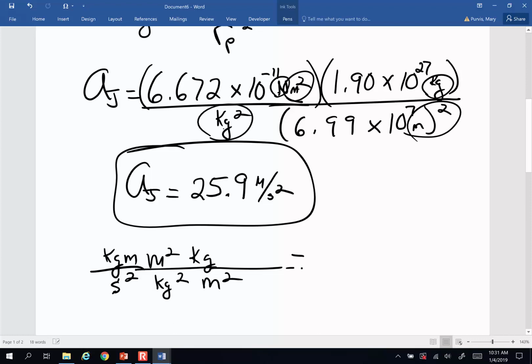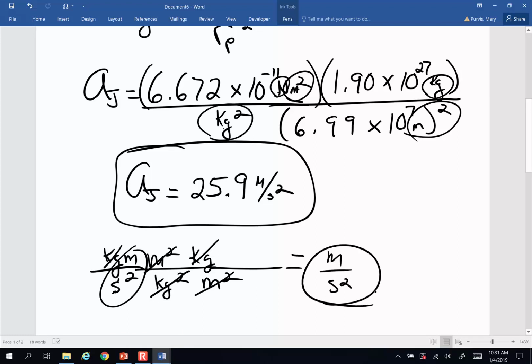Okay, let's make sense out of all this stuff. Kilogram here, kilogram there, cancels both of those. This meter squared cancels that meter squared, and hallelujah, look what I got left over, meters per second squared. I've got acceleration units. If you look at the units, you'll know if you did your algebra right.